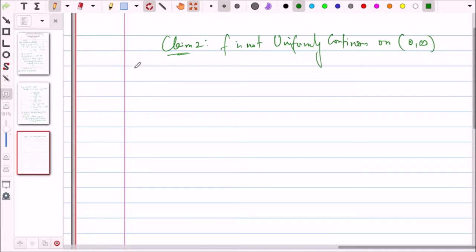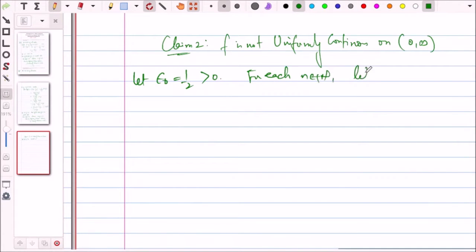So we will use the non-uniform continuity criteria. We will take two sequences xn and yn, such that their difference converges to 0, but the corresponding difference of images is greater than some epsilon naught. So let epsilon naught equal to half, greater than 0. For each n belonging to N, let xn equal 1 by n, yn equal 1 by n plus 1.